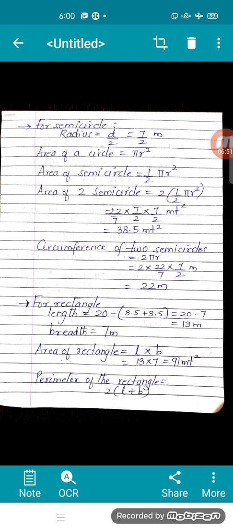So you get, the value of pi taken as 22 upon 7, 38.5 meter square. Following, circumference of two semicircles is 2 pi r. So we get 22 meter.